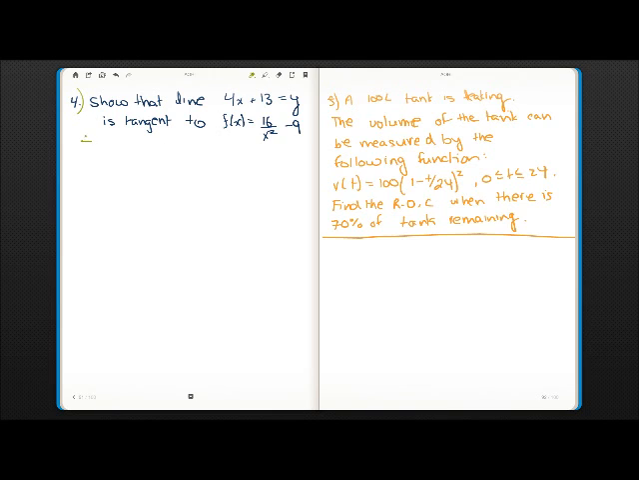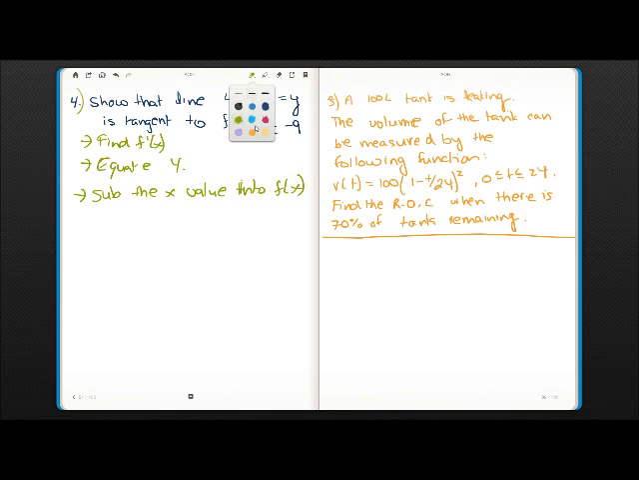So first we need to take the derivative, find f prime of x. Then we need to equate it to 4, and then whatever x value we get, we just need to sub it back into the original function to find the point. So sub the x value into f of x. I'm going to just change the color once again.